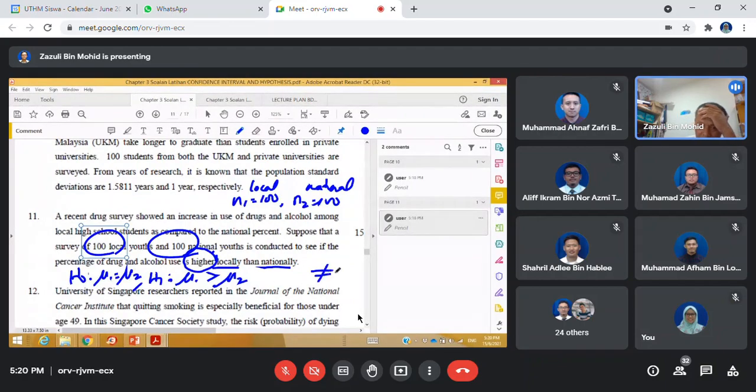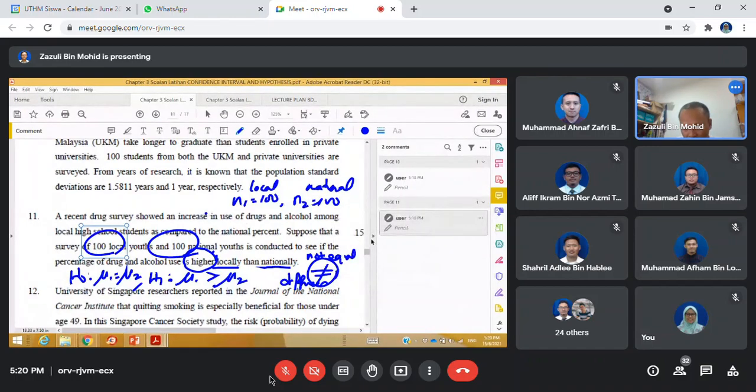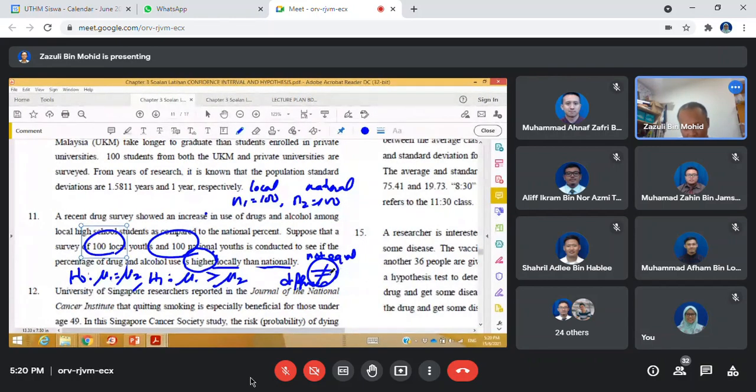This symbol here, if it says not equal, or there is a difference, mana ada perbezaan, there is a difference, there are differences between something, if it states about difference, then you have to put it as this mark. If it's larger or smaller or improve, then you have to decide whether it's the small, larger or smaller.